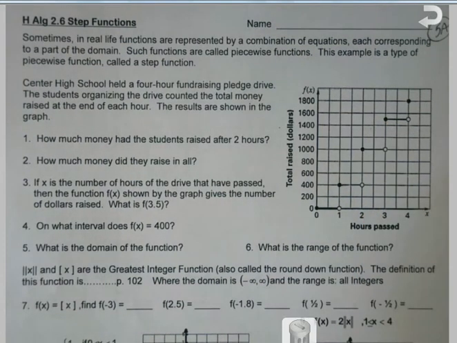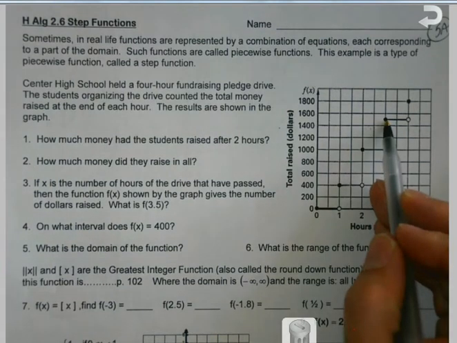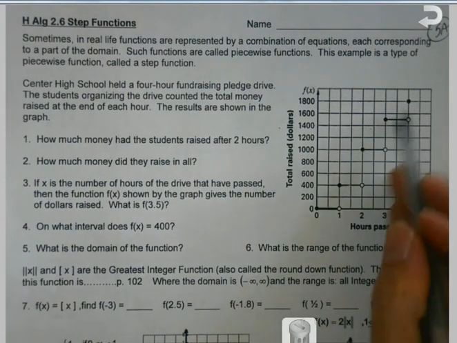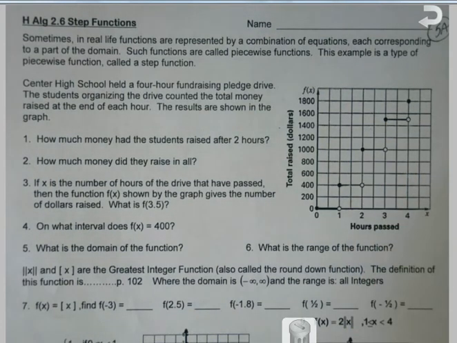Now, does that mean they didn't make any money that whole time? No. But since they're only counting at the start of each hour, that's where you're seeing the darkened in circles. That's when the value's changing. So the results are shown in the graph.